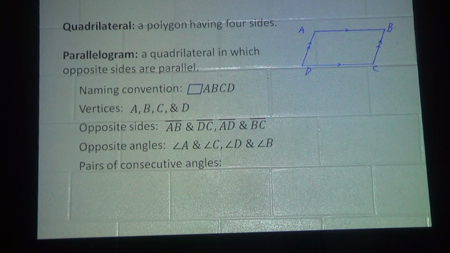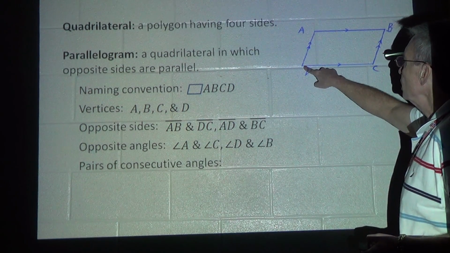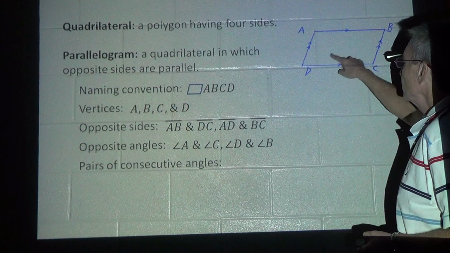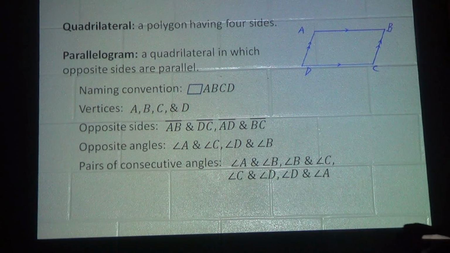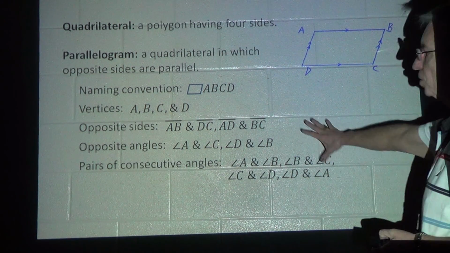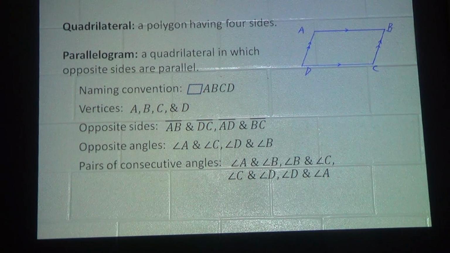Okay, pairs of consecutive angles. You're going to have angle A and angle D, angle A and angle B, angle D and angle C, and angle B and angle C. And these are all naming conventions for parallelograms. This thing right here does not stand for quadrilateral. I was correcting myself. It's actually a symbol for a parallelogram.